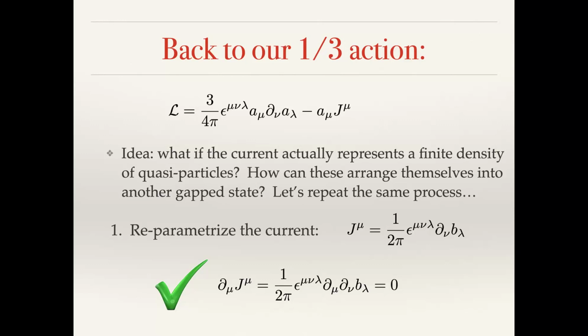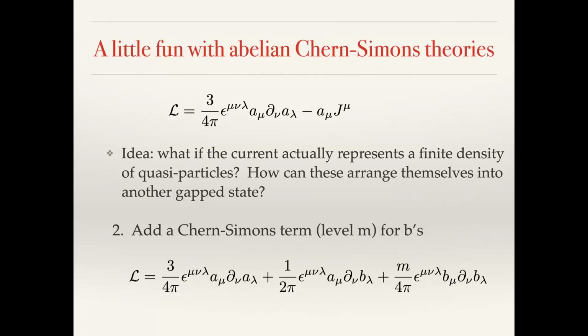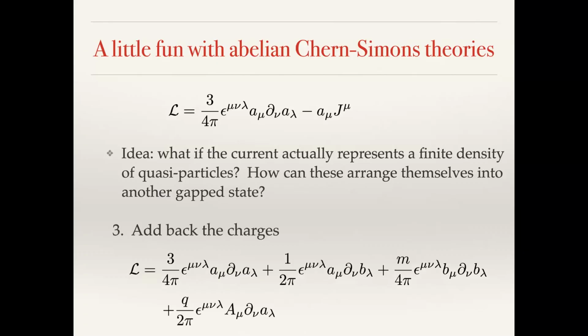We reparameterize this new current in terms of a second vector field. I call it B. This is great. It works. Current is divergenceless, okay? And then we say, well, let's add a Chern-Simons term, right? And maybe I can pick a different level. I could call it M for my B's, right? And at this point, we're kind of agnostic about what our B's are doing, and to think about a specific state, we need a specific choice for what our B's should be doing here. Okay, and now if I add back the charges, right? So I add back my original coupling to the electromagnetic gauge field, which was just through A, and I get an action that looks like this.